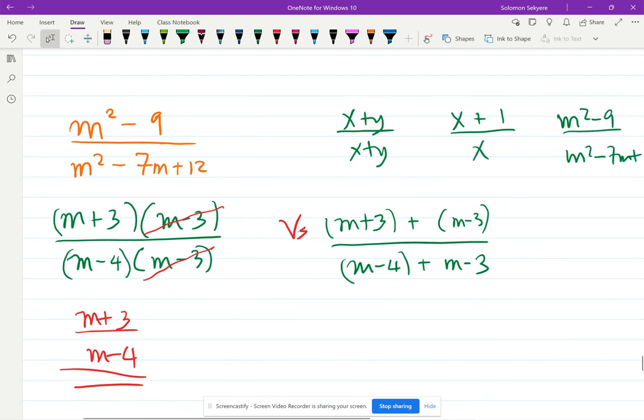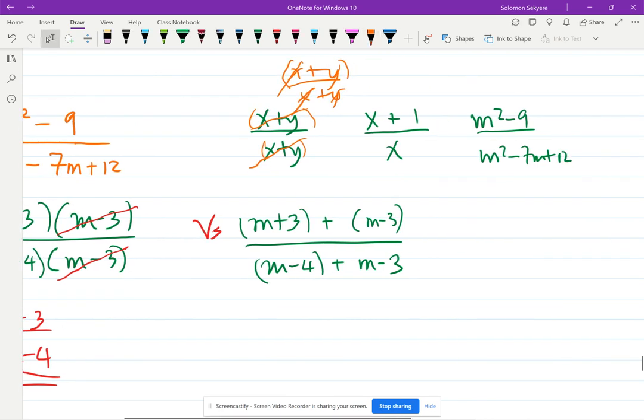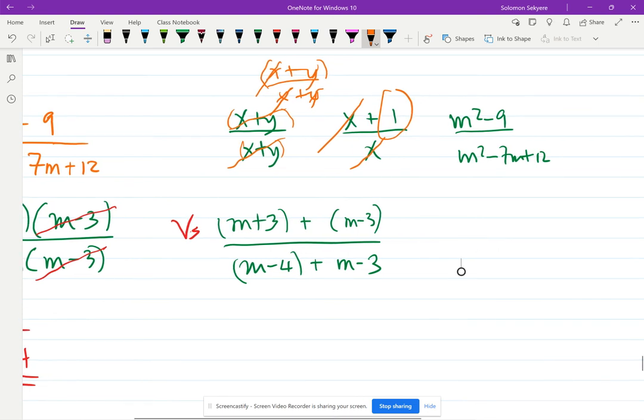Okay, so remember, when you have x plus y over x plus y, put parentheses, they are the same, so you just cross out. What you're doing is, you're not crossing the x and then crossing the y. They're the same, so you just mark it out. So if you have x plus 1 over x, you cannot say the x divides the x, and therefore you're left with just 1. Same thing, m squared minus 9 over m squared minus 7m plus 12.